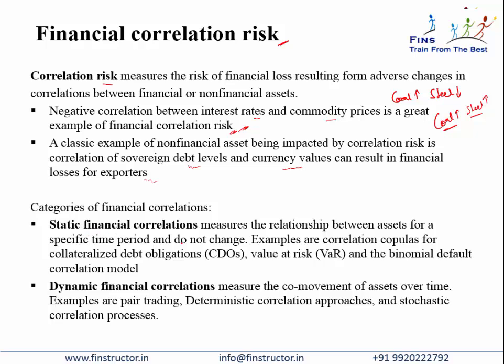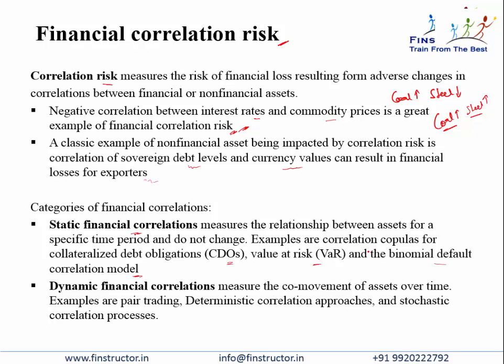Static financial correlations measure the relationship between assets for a specific time period and do not change. Examples are correlation copulas for collateralized debt obligations, value at risk, and the binomial default correlation model. In all these models, we calculate the correlation and then input it for a future period calculation, and it is assumed that the correlation will remain the same for the period in question.